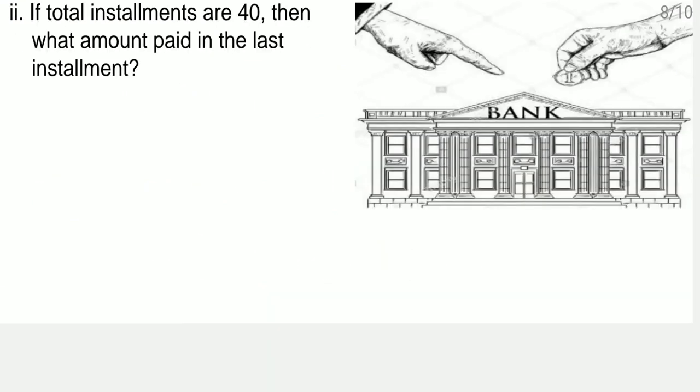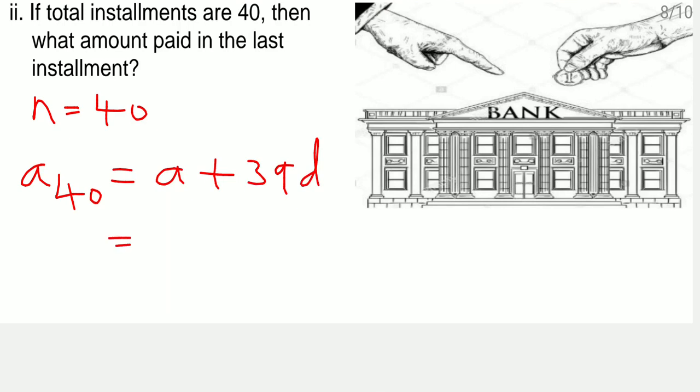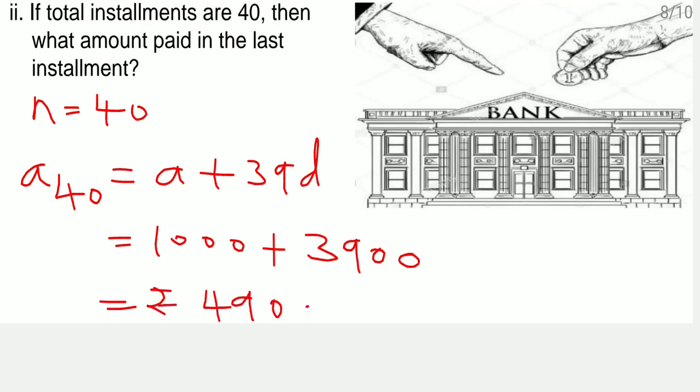If total installments are 40, then what amount is paid in the last installment? They are saying total installments are 40, so n is equal to 40. So I need to get the last installment, that means the 40th term. So A40 is equal to a plus 39d. a is 1,000 here plus 39d. Value of d is 100. So now 39 into 100 is 3,900, which comes as rupees 4,900. This is the 40th installment.